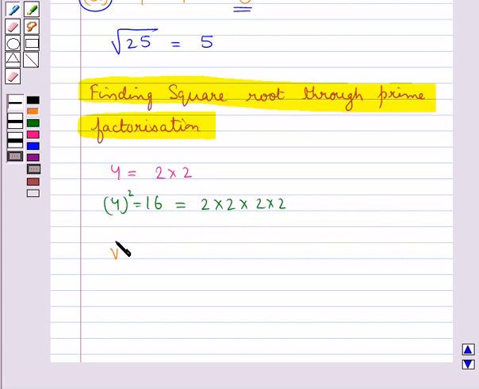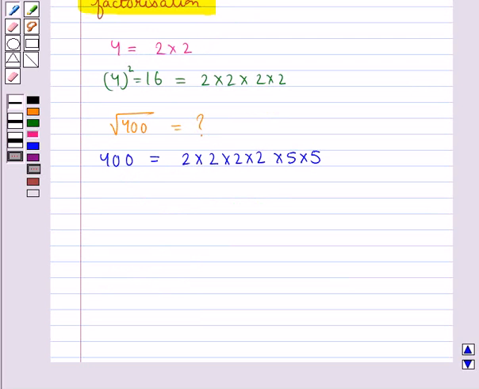Let's try and find out square root of 400 through prime factorization. First, let's see what is the prime factorization of the number 400. This is equal to 2 into 2 into 2 into 2 into 5 into 5. Now, each factor appears 2 times in the prime factorization of this number. Now, let's make pairs of these prime factors. This is one pair, this is the other pair, and this is the third pair.